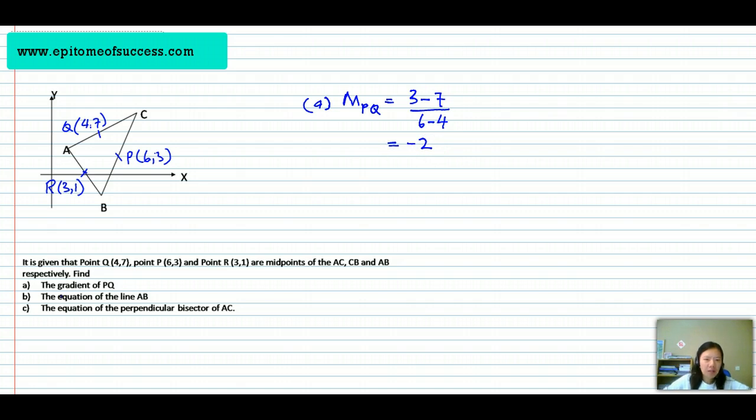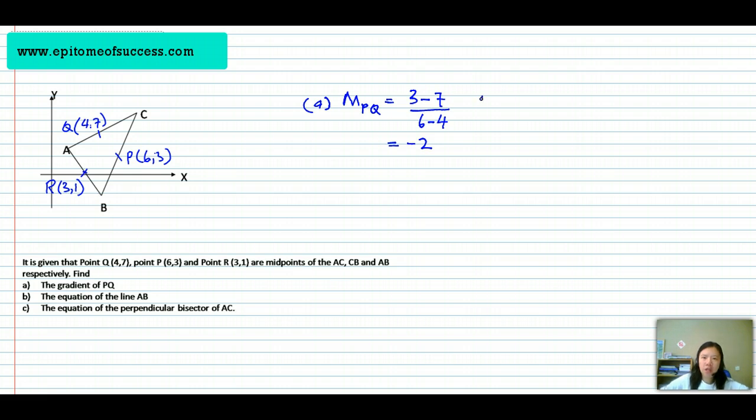Part (b) is the one that is a little bit challenging: the equation of the line AB. So this is the one you're looking for, the equation of the line AB. A lot of students, when they come here, will have a problem. They think that because you don't have point A or point B, you only have one point R that is on the line AB, so how are you going to find the equation?